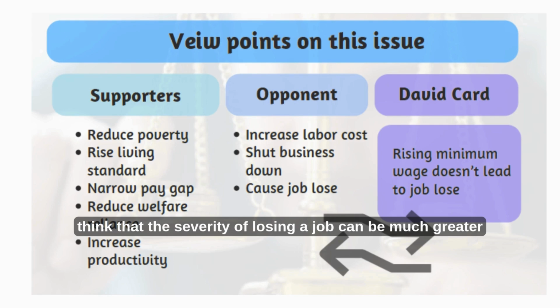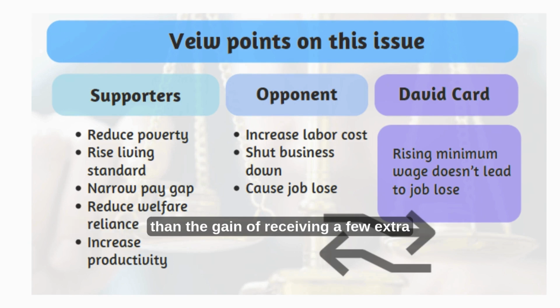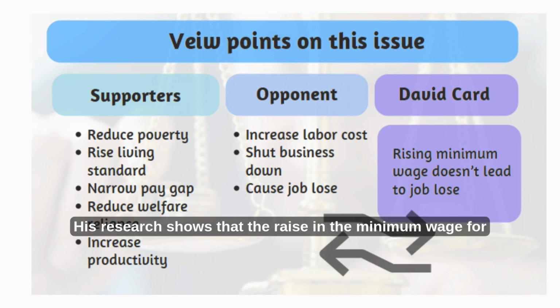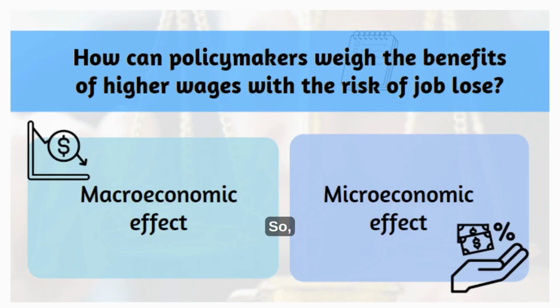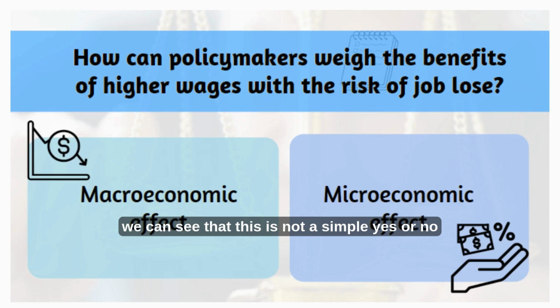We think that the severity of losing a job can be much greater than the gain of receiving a few extra dollars per hour. And there is also a new point of view presented by David Card, who won the 2021 Nobel Prize in Economics. His research shows that the raise in minimum wage for fast food workers doesn't lead to job loss in some years, which is totally opposite from what most people think. So we can see that this is not a simple yes or no question. It's complex and it's about balance and making decisions.